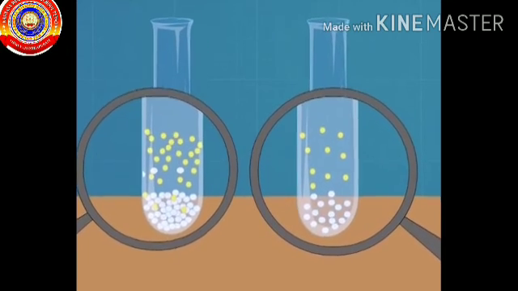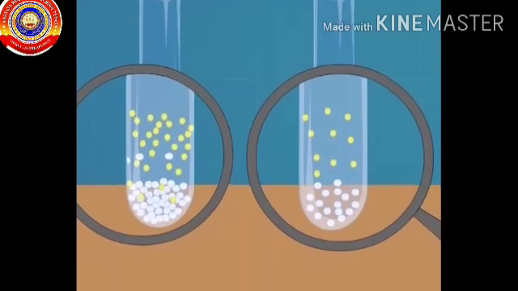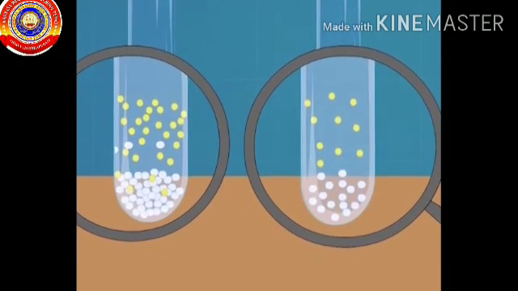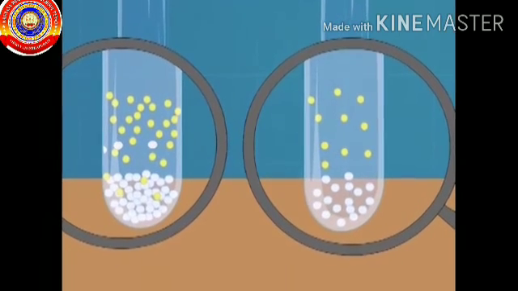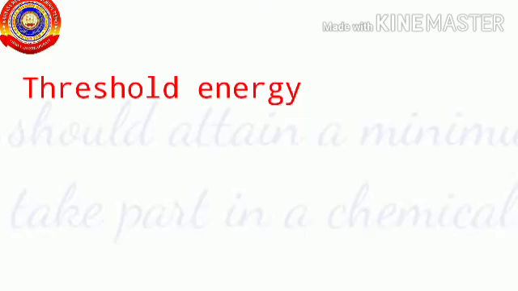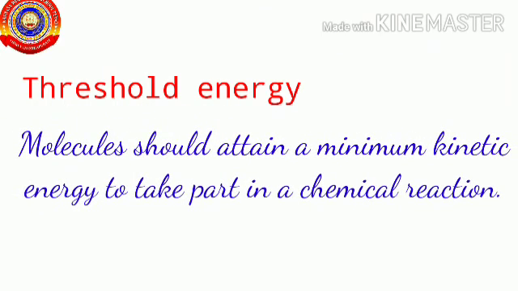Let us know how this factor influences the reaction. To take part in a chemical reaction, molecules should attain a certain minimum kinetic energy. This energy is called threshold energy. Let me tell you once again, to take part in a chemical reaction, the molecules should attain a certain minimum kinetic energy. This energy is called threshold energy.